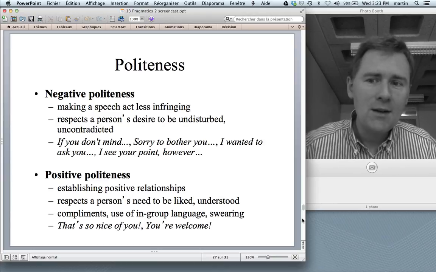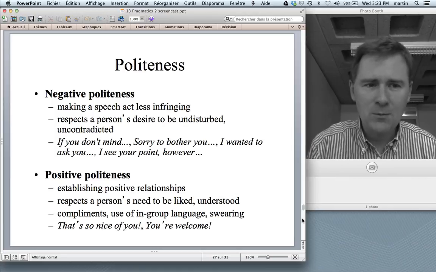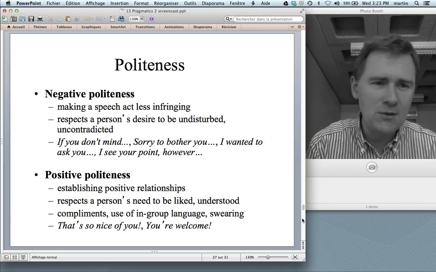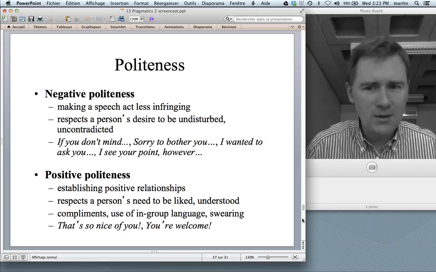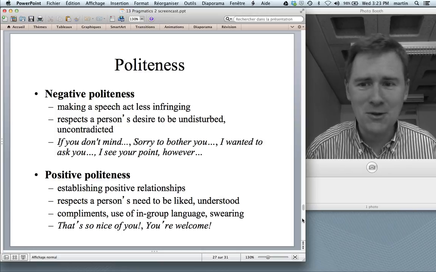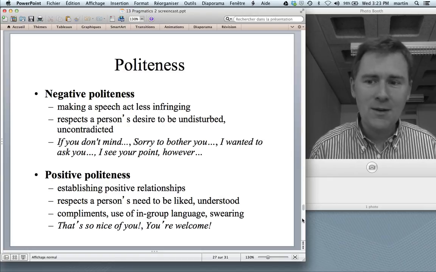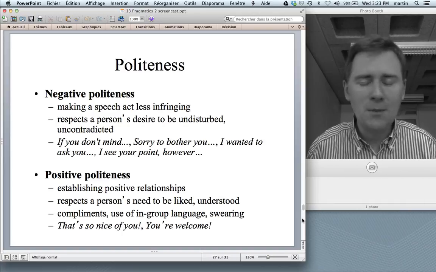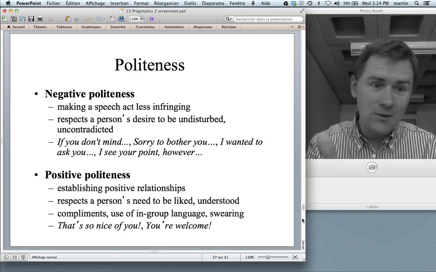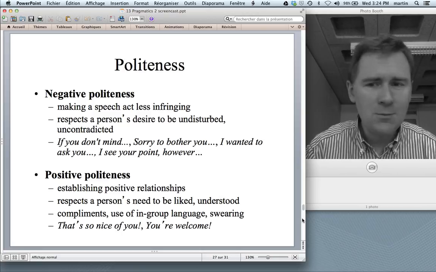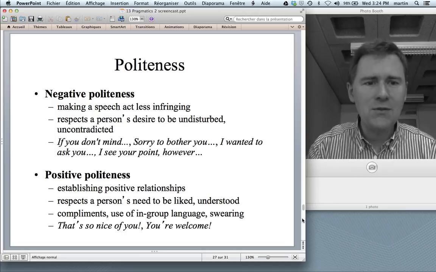So what's negative politeness? It is when you want something from another person, and you want to make this speech act, where you want another person to do something or give you something or tell you something or get out of the way, less of an infringement on that person's, you know, aura, whatever you want to call it. So you're respecting a person's desire to be left alone, undisturbed, uncontradicted. And so you say things like, sorry, if you don't mind, I'm really sorry to bother you. I wanted to ask you if... Or when you're contradicting, yeah, I totally see your point. However... Okay, that's negative politeness. Leaving the other person's sphere intact.